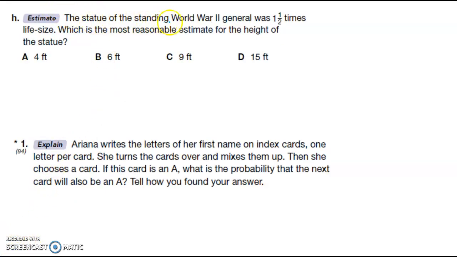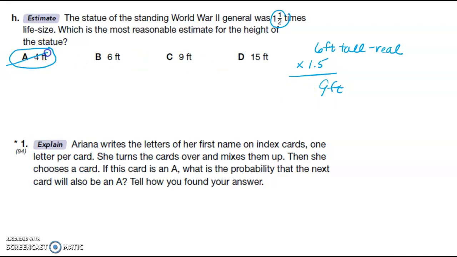The statue of the standing World War II general was 1.5 times life size. Which is the most reasonable estimate for the statue? Let's say that the man was 6 feet tall in real life. So 1.5 times 6 is 9 feet. We know it's not going to be less than 6 feet, and it's not going to be exactly 6 feet, and 15 feet is too much. So we're going to choose C.